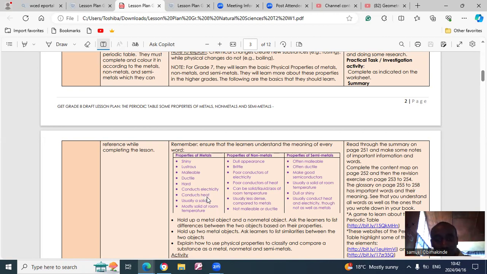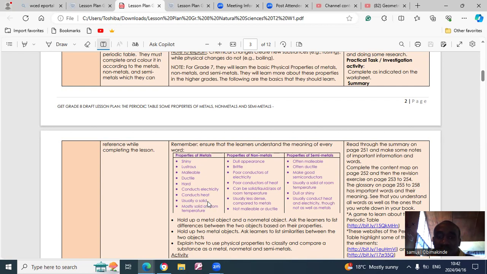So yeah, so that is that point there. And metals are usually a solid at room temperature. You can see here that they use the word usually, right? It means not all metals are solid at room temperature. Some of them could be liquid. Not all metals are solid at room temperature.